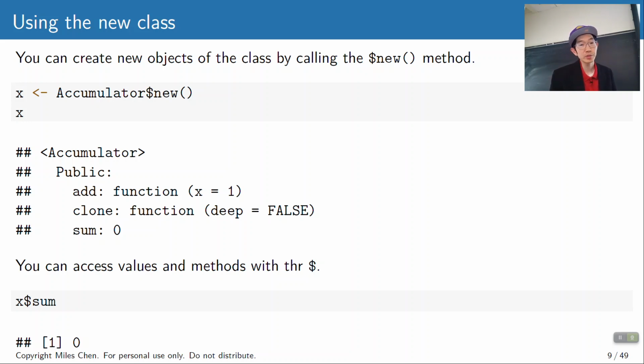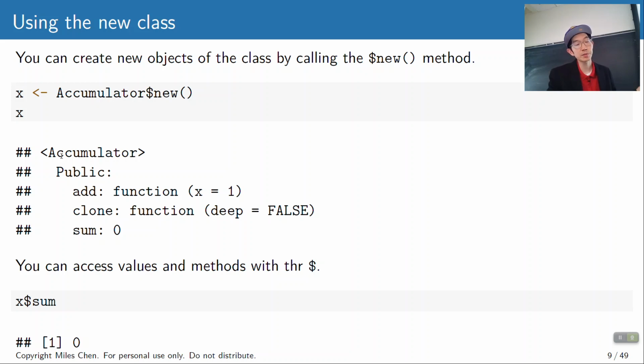You can create new objects of this class by calling the new method. So here, I'm going to call accumulator. This is the class that I've defined. And again, we did not define this method new, but we can call accumulator$new, and this will create a new object of this particular class. And so x is now an accumulator class object.